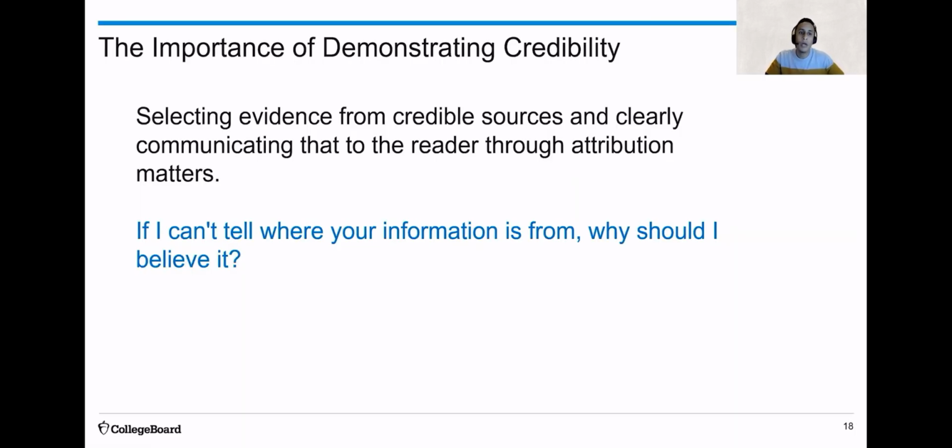So once again, the importance of demonstrating credibility is critical for your success in AP Seminar, and selecting evidence from credible sources and clearly communicating to that reader through attribution matters. Remember, if I can't tell where your information is coming from, why should I believe it?